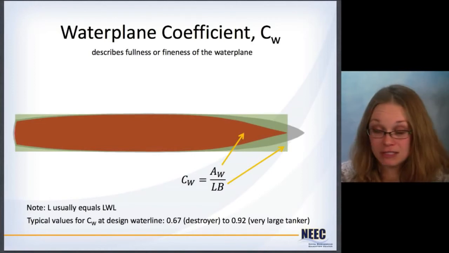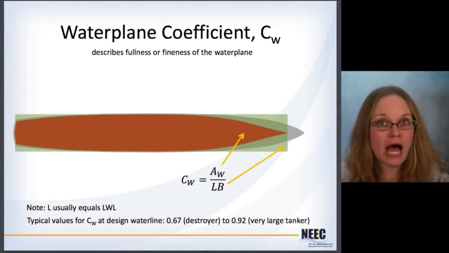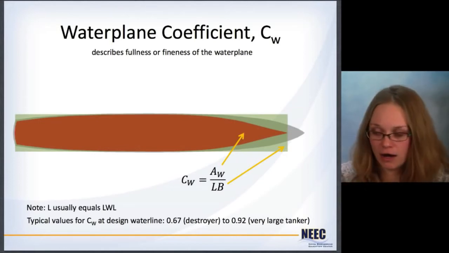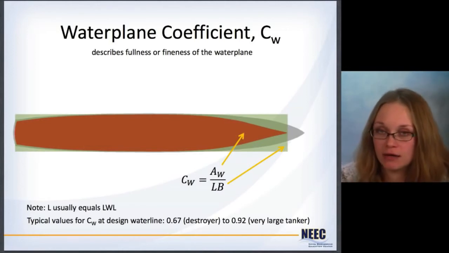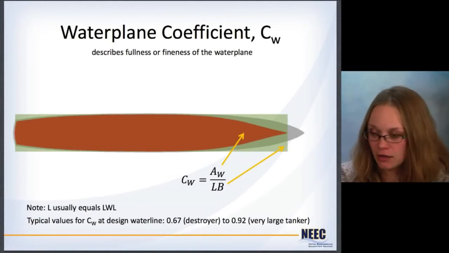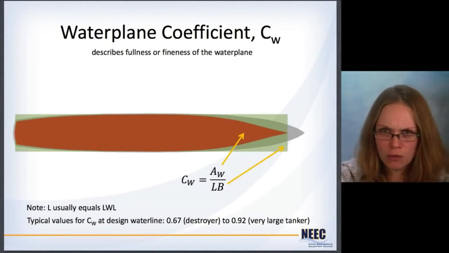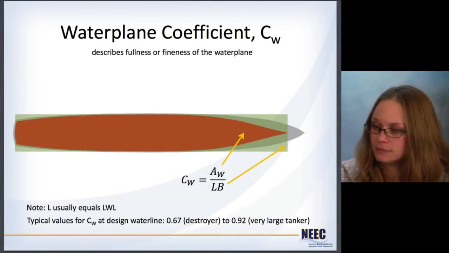For a ship that is relatively fast, like a destroyer, this is going to be lower, like this 0.67. For a very large tanker, which is very much concerned with how much cargo you can carry, this is going to be higher. So like this 0.92 means that 92% of the possible water plane, that greenish rectangle, would be taken up by a large tanker. Not nearly the case with a destroyer, which would look more like what this is here.